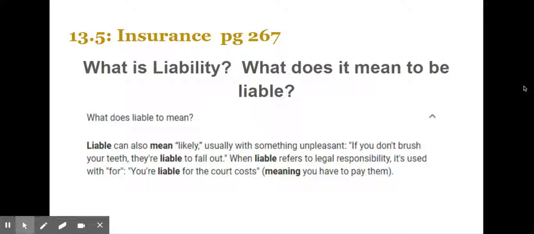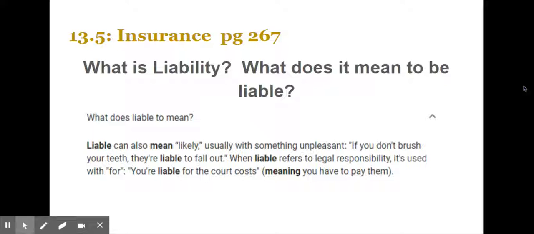Homework due Friday. You should have already read the chapter, but I'm going to give you some helpful information to help guide you. When I teach this lesson in class, I always want my students to think about, what does the word liability mean? What does it mean to be liable? So liable means likely. You did this, so this could happen.